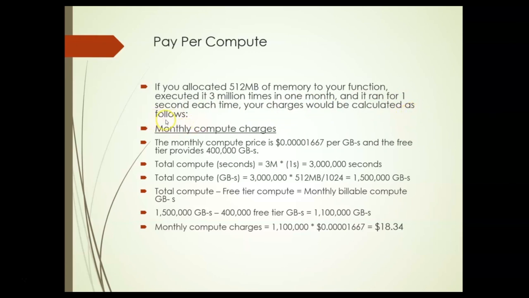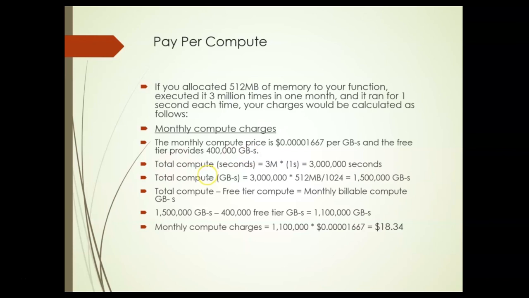So these are the things you need to consider when you are deploying onto Lambda. First is the memory allocated, how many requests, and how much time it is running. I know that there is latency for the startup, but you are paying for it. So your monthly charges are like these. This is per GB-second, and the free tier has some 400,000 GB-seconds. That's how they calculate it.